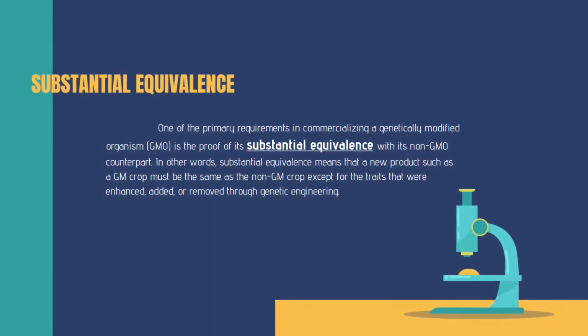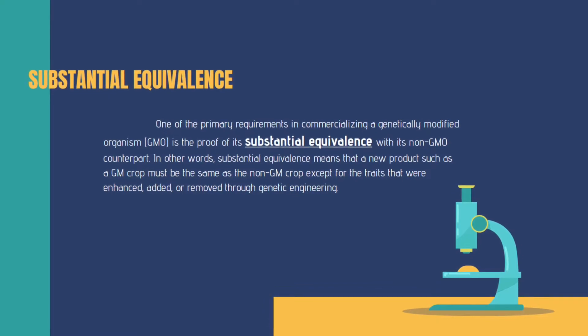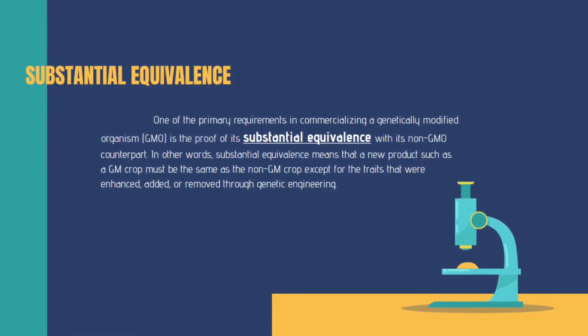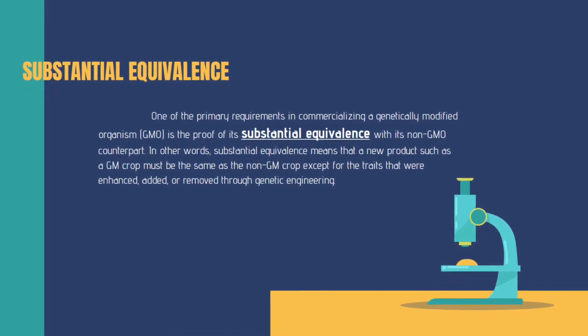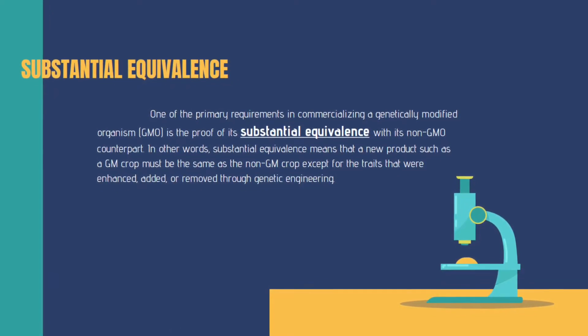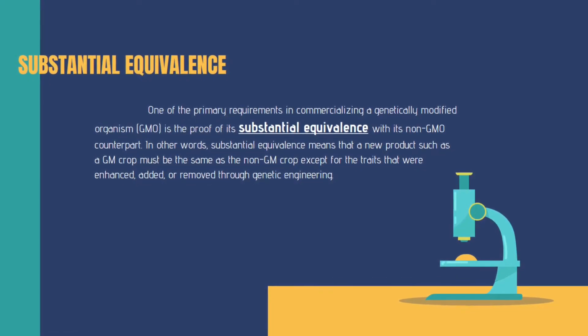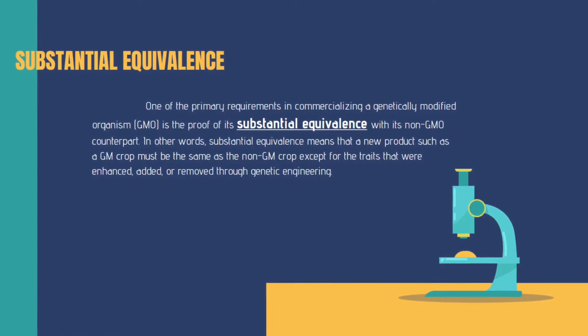One of the primary requirements in commercializing a genetically modified organism, or GMO, is proof of its substantial equivalence with its non-GMO counterpart. In other words, substantial equivalence means that a new product such as a GM crop must be the same as the non-GM crop except for the traits that were enhanced, added, or removed through genetic engineering.